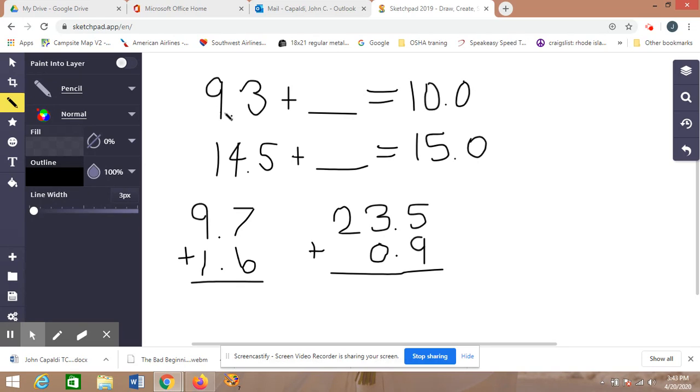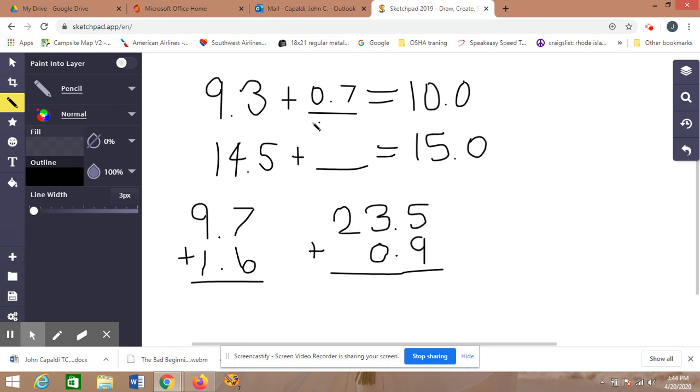But we don't have just 9, because if we did have just 9, we would add 9 plus 1 equals 10. But now we have 9 and 3 tenths. So it's a little bit bigger than 9. And how many tenths do we need to add to that to get to 10? Well, it would be 9 and 3 tenths plus 7 tenths equals 10 wholes.